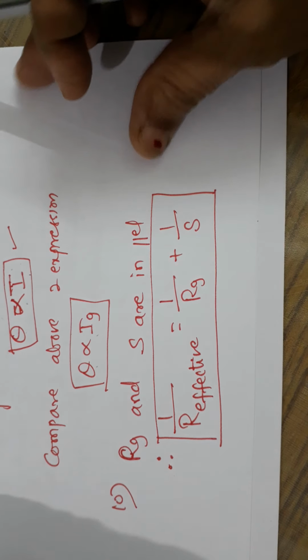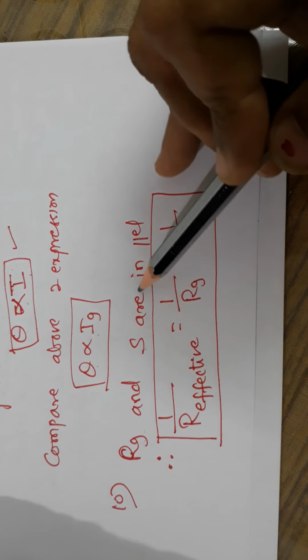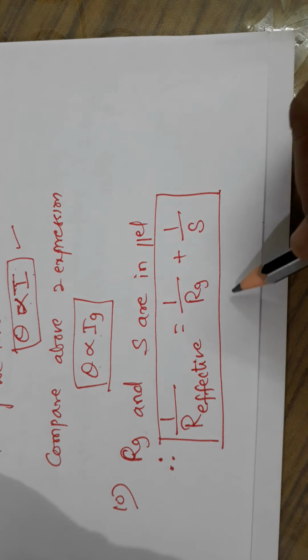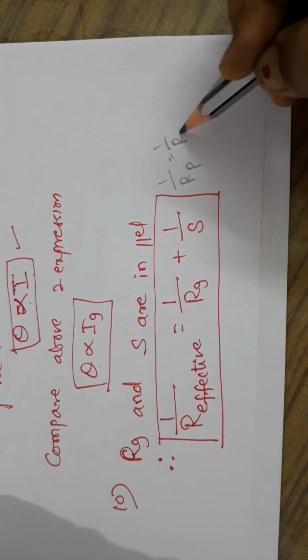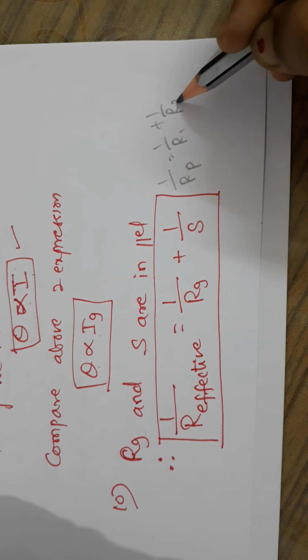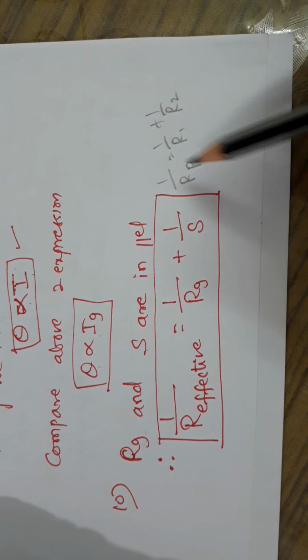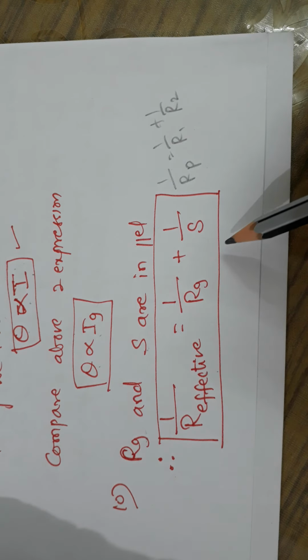And already you know that the galvanometer resistance and shunt coil are both connected in parallel. So to find the effective resistance, we use this formula. Already you are familiar with this, right? 1 by Rp is equal to 1 by R1 plus 1 by R2. This you have learnt in the second lesson. So to find the effective resistance: 1 by R effective is equal to 1 by Rg plus 1 by S.